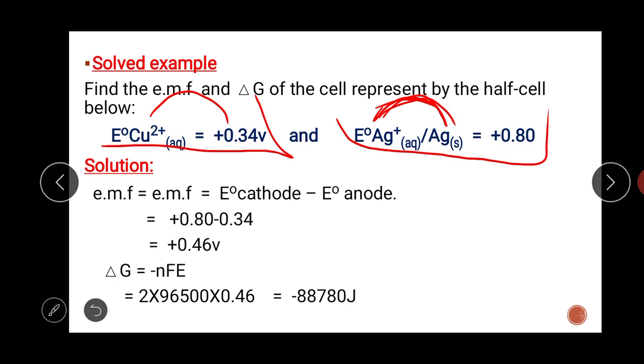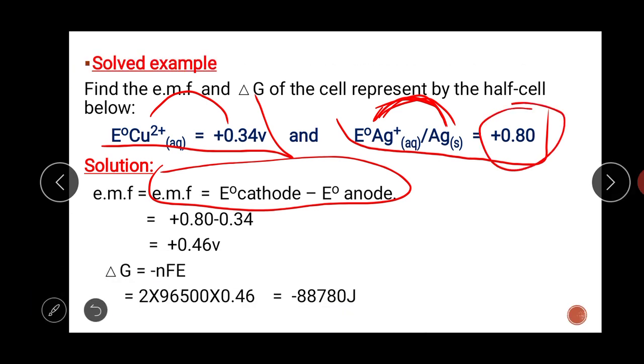So the EMF, according to the formula I wrote, is the EMF of the cathode minus the EMF of the anode. They give us the EMF of the cathode to be 0.80 and the EMF of the anode is 0.340. So when we subtract, we have this one. So that is the EMF. That's the first thing. When we get the EMF, let's now get the delta G.